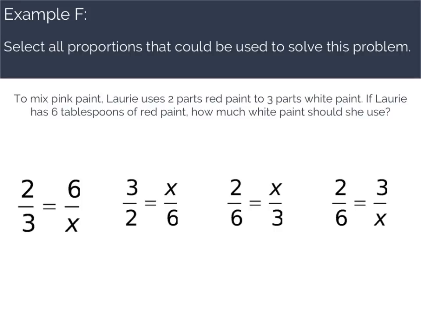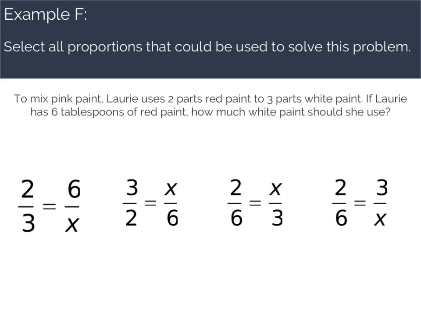Here we are at example F, and we need to select all the proportions that can be used to solve this problem. The problem says to mix pink paint, Lori uses 2 parts of red paint to 3 parts white paint. If Lori has 6 tablespoons of red paint, how much white paint should she use? So now I've got a whole bunch of options as to how to set up this proportion, and I need to figure out which ones are right.